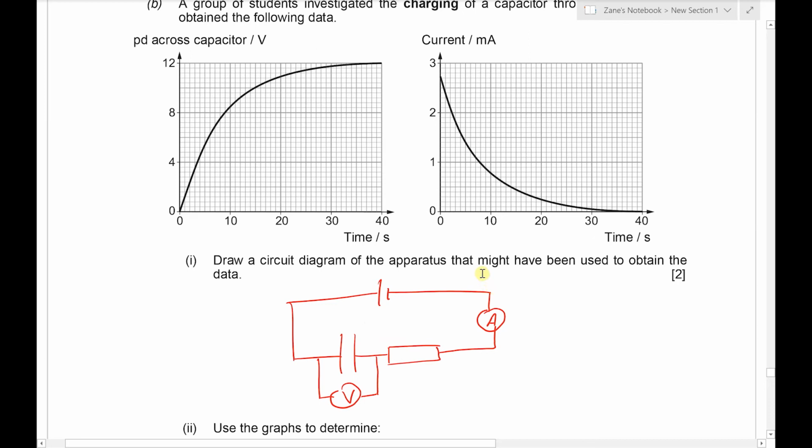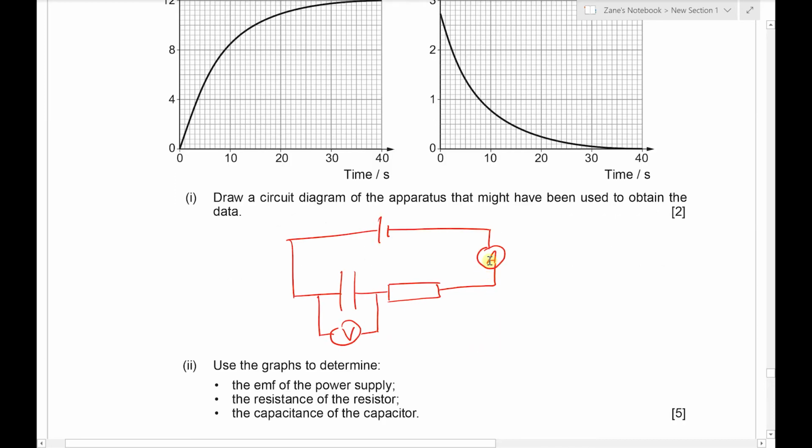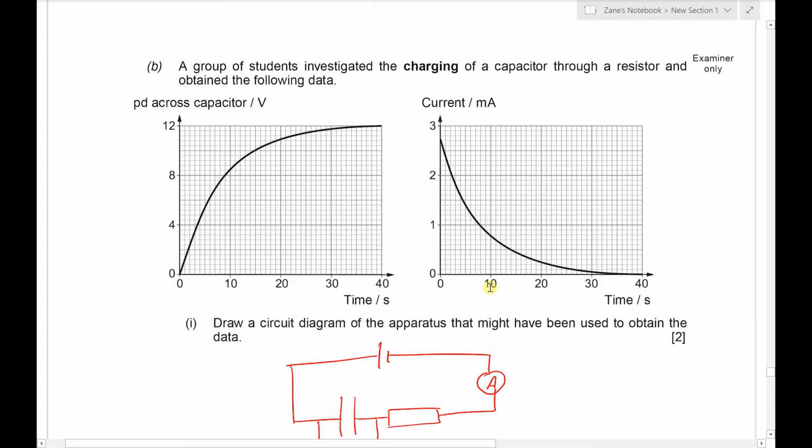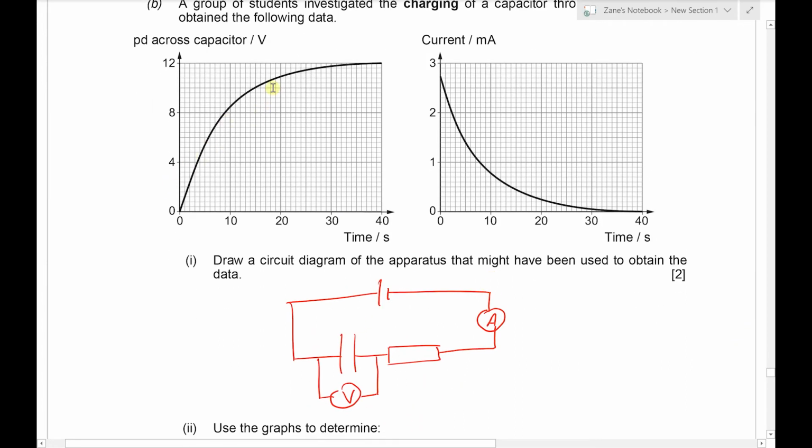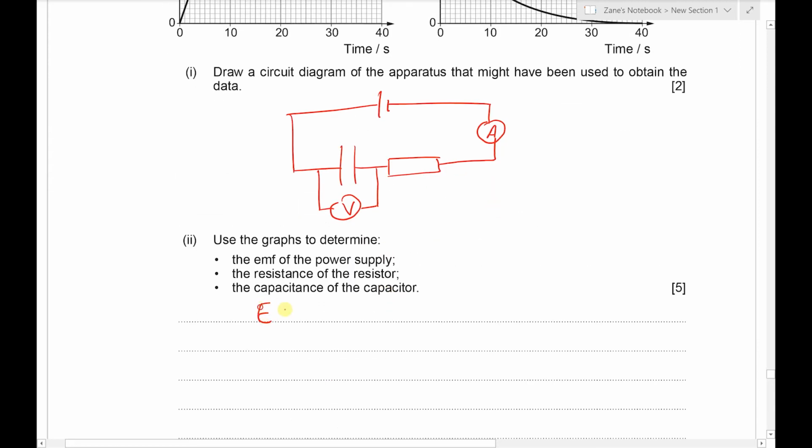Next, we've got to use the graphs to determine the EMF of the power supply, the resistance of the resistor, and the capacitance of the capacitor. Well, eventually the capacitor will reach its maximum PD of 12 volts when it's fully charged, and when it's fully charged, the PD across the capacitor will be the same as the PD across the cell. There'll be no current flowing when the capacitor is fully charged, so the PD across the resistor, V equals IR, will be 0. So the PD across the capacitor is the same as the PD across the cell, which is the EMF of the cell. So simply we can state that the EMF is 12 volts.